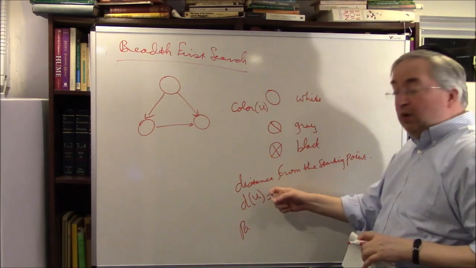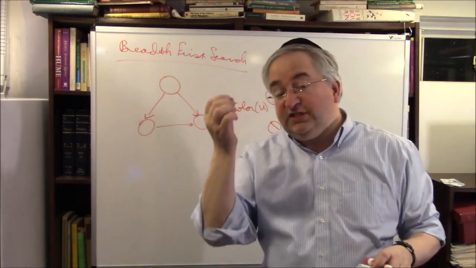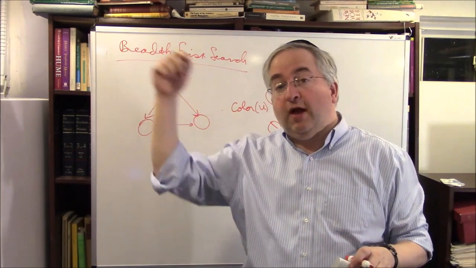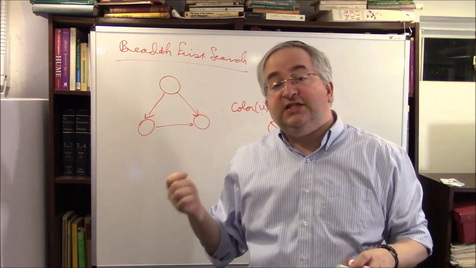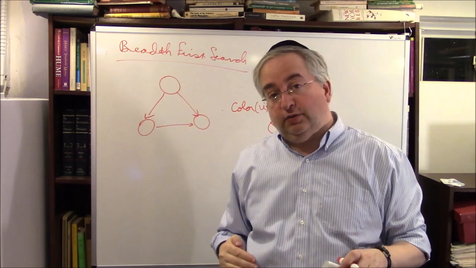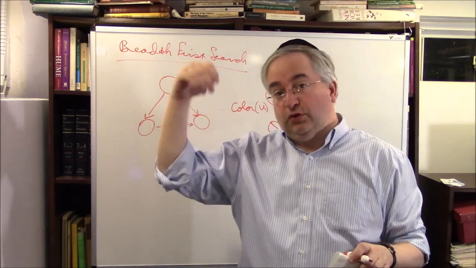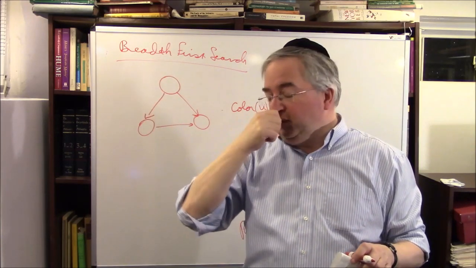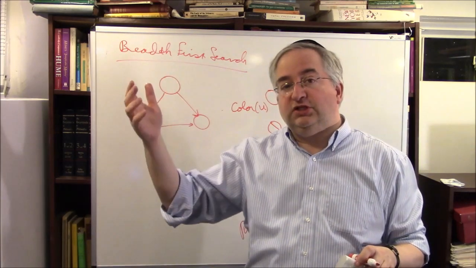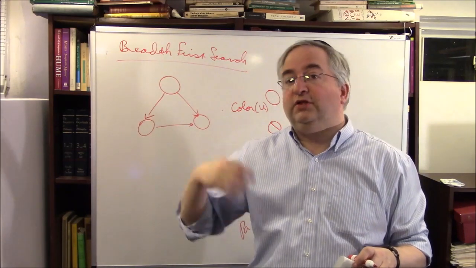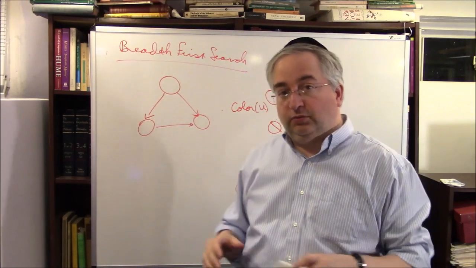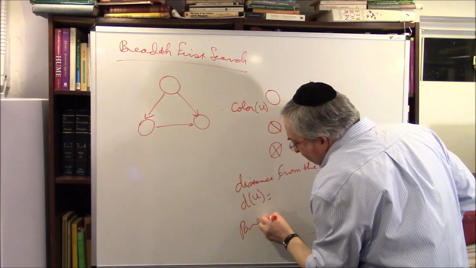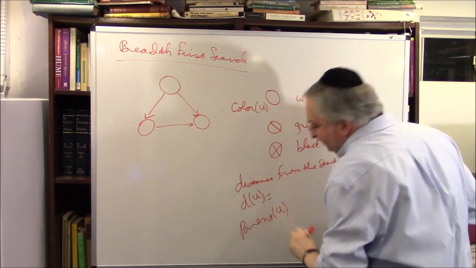Again, this is what we were talking about. Because there's a set distance for each node, how far you are from the root, the distance corresponds to what generation you're in. If your distance is 0, that means you are the root. If your distance is 1, then you're a child of the root. If your distance is 2, you're a grandchild of the root. Next, we keep track of the parent of u.